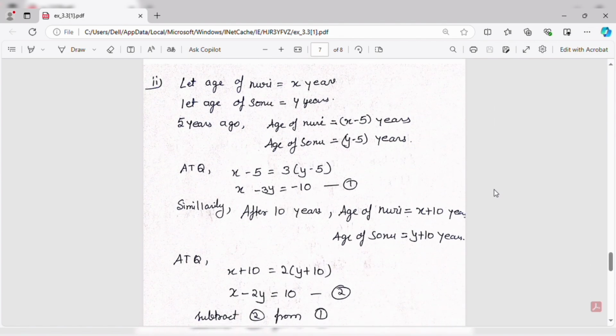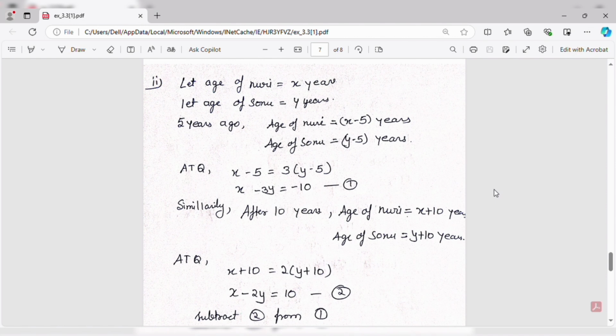Second question is, 5 years ago, Noori was thrice as old as Sonu. 10 years later, Noori will be twice as old as Sonu. How old are Noori and Sonu? So we will take age of Noori as x and age of Sonu as y years.